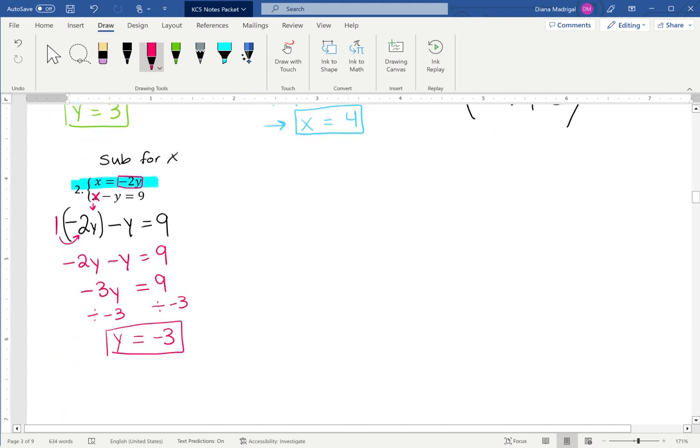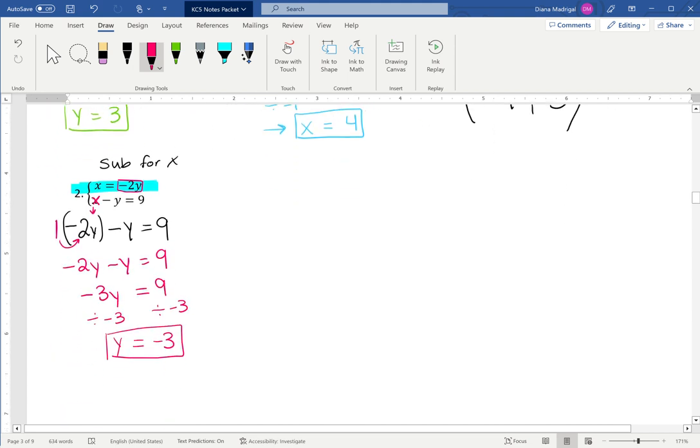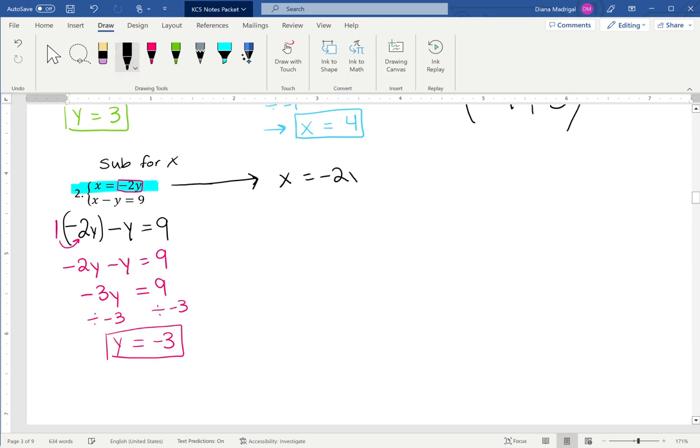Okay. So I have y equals negative 3. Again, you can pick whatever equation you want, right? And I told you, for the fourth step, I'm just going to use the equation that I highlighted. Why not? It's already there, and I already used the second one, so why not use the first one? I haven't used it yet. So x equals negative 2y.